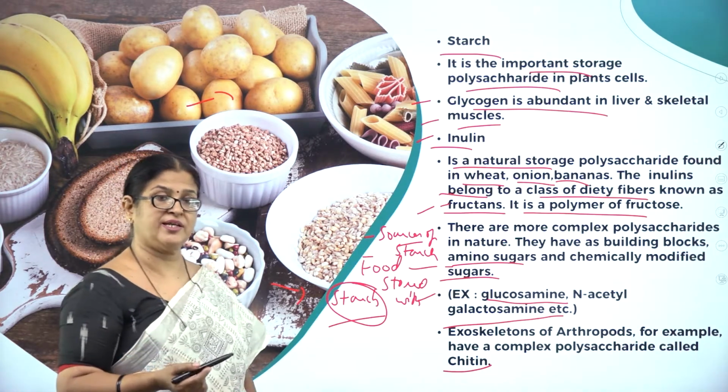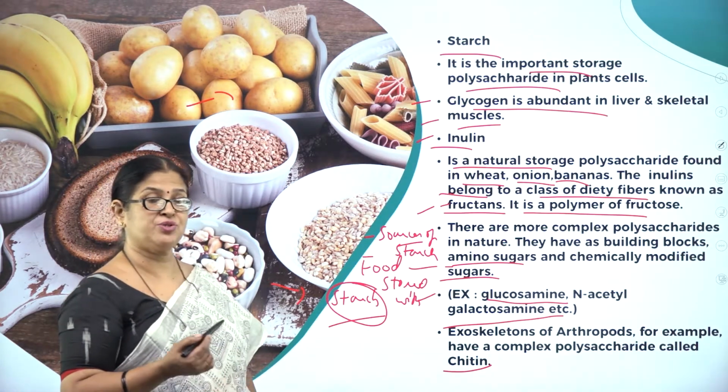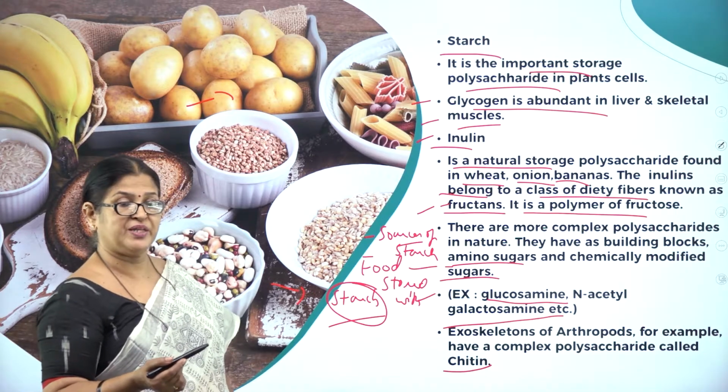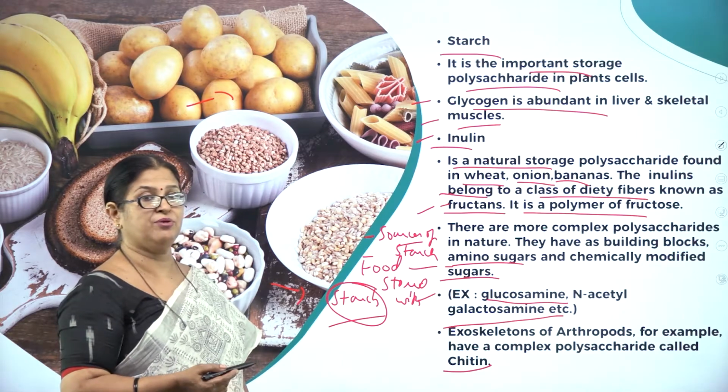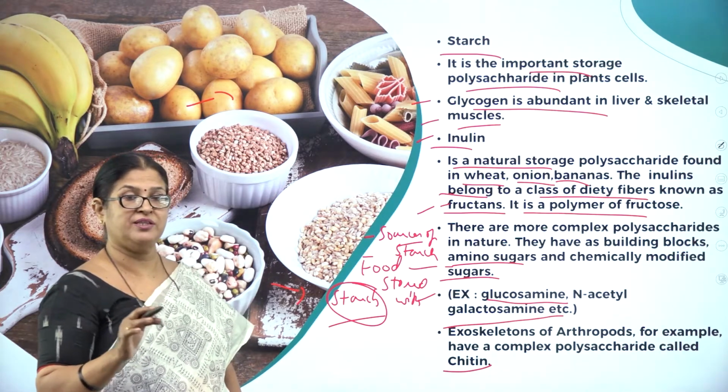Then glycogen is another example, which is abundant and stored in the liver. Sometimes glycogen is converted back into glucose, and glucose is converted back into glycogen to maintain the glucose level in the blood.